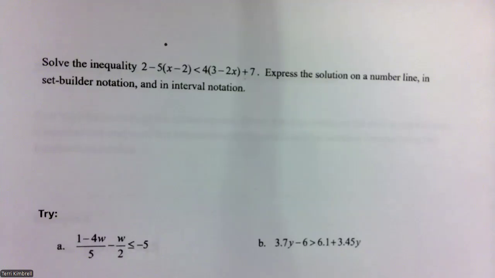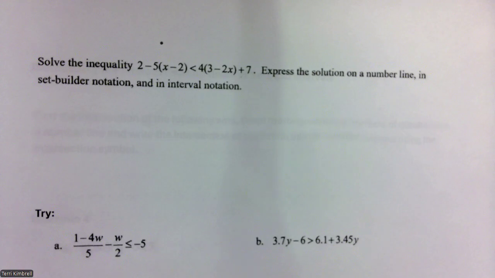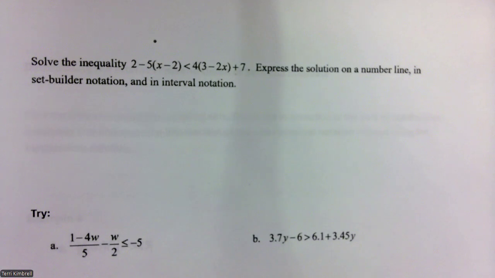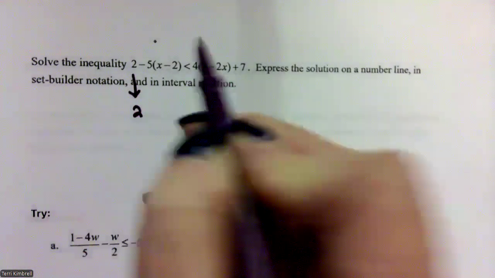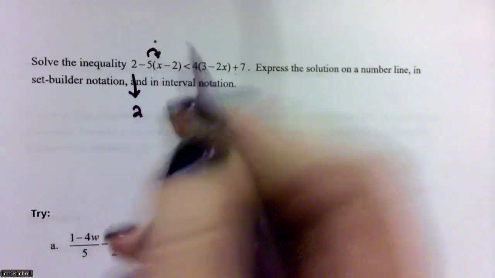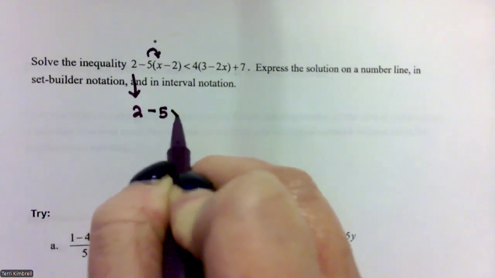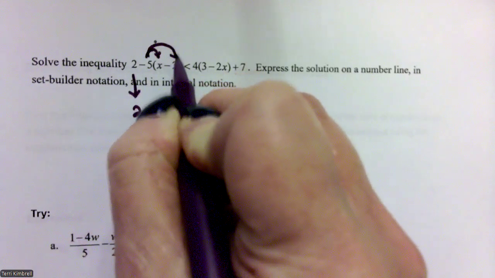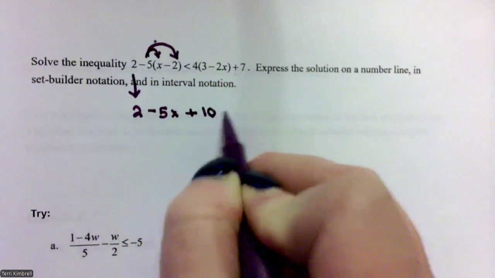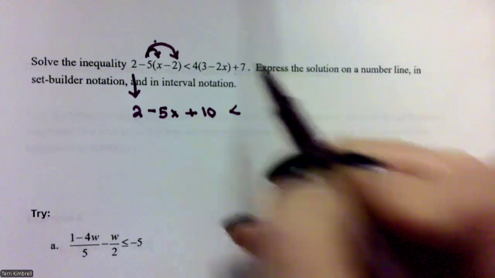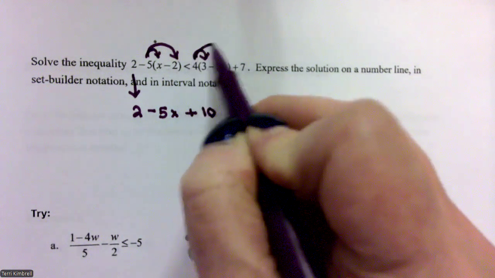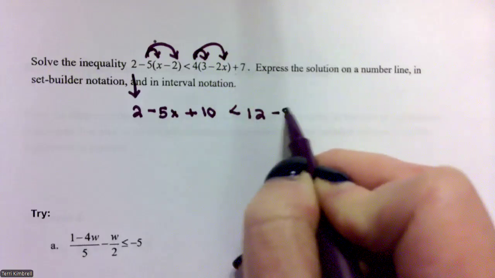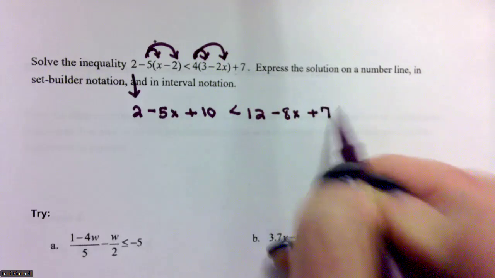Now, some of the problems will get a little bit longer, but they're still not too bad, okay? You've got this because this shouldn't be a very difficult section. So the first thing I'm going to do is drop the 2, and then I'm going to distribute. So we would get -5x plus 10 is less than. Then I'm going to distribute the 4, 12 minus 8x plus 7.